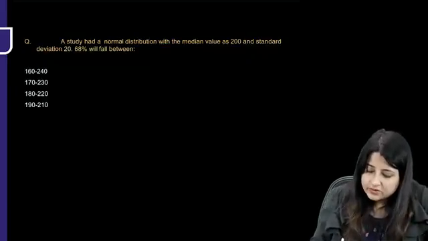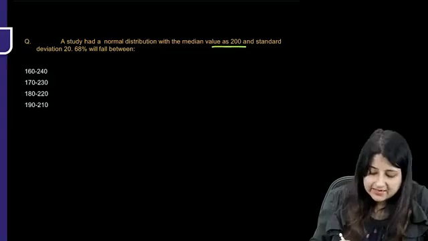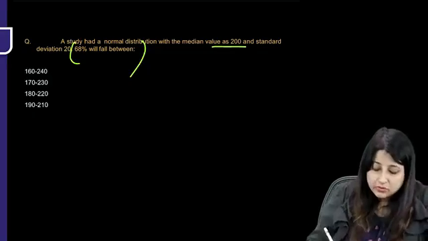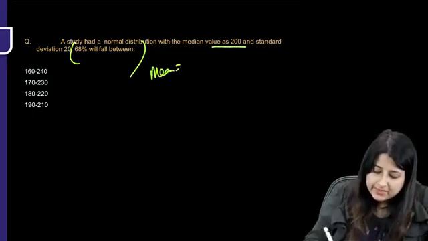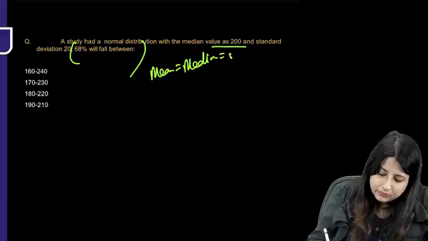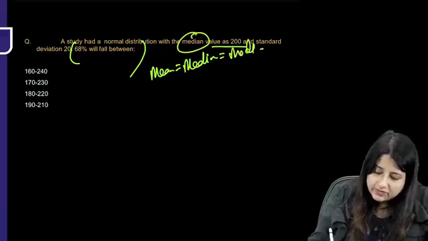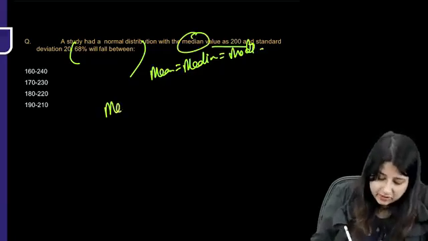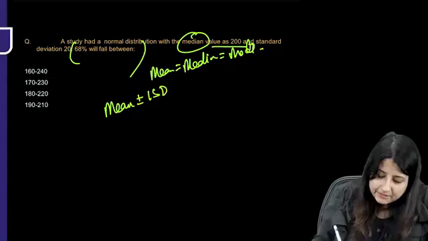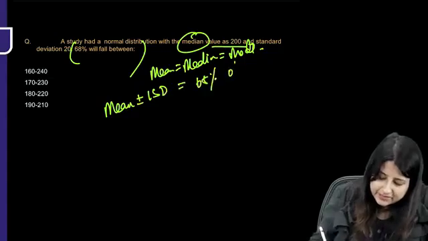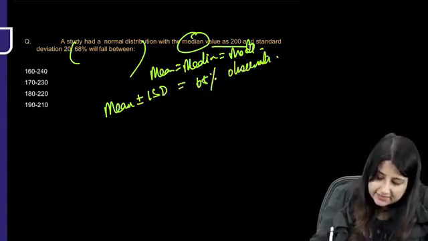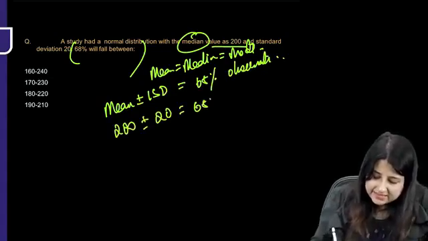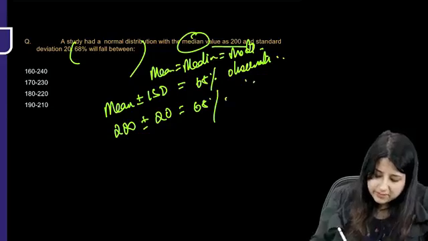A study had a normal distribution where median was 200 and standard deviation 20. So 68% of observations will fall between what? Now you know, for a normal distribution, mean is equal to median is equal to mode, right? So even if it's written over here that median is 200, mean is also 200. And for 68% observation, which formula do we have to use? Mean plus minus 1 SD covers 68% observation. Yes, we have already done it. So over here it is 200 plus minus 20. This covers 68% observation.